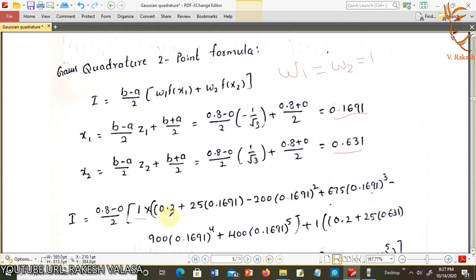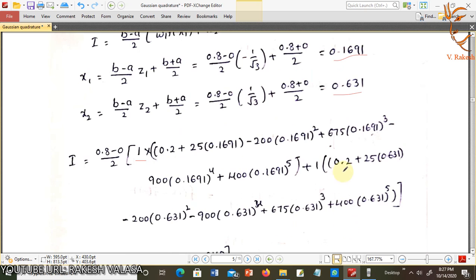1 into 0.2 plus 25 into 0.1691 minus 200 into 0.1691 whole square plus 675 into 0.1691 cube minus 900 into 0.1691 power 4 plus 400 into 0.1691 power 5, plus w2 into f of x2, that means 0.2 plus 25 x2 minus 200 into x2 whole square plus 675 into x2 to the power of 3 minus 900 into x2 to the power of 4 plus 400 into x2 to the power of 5.